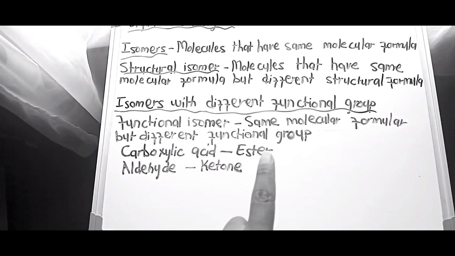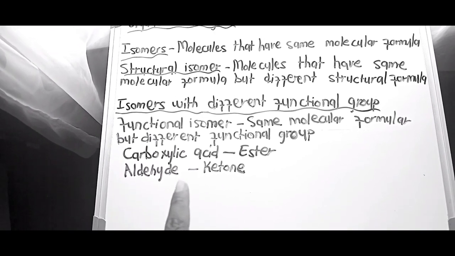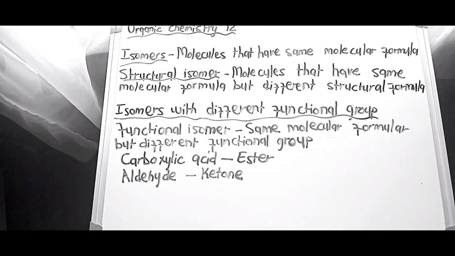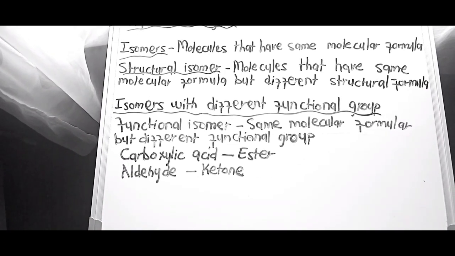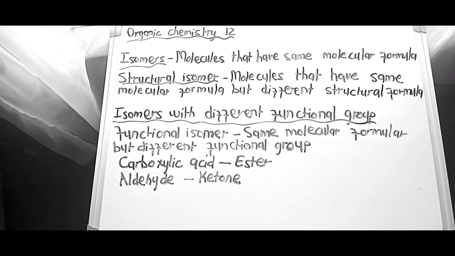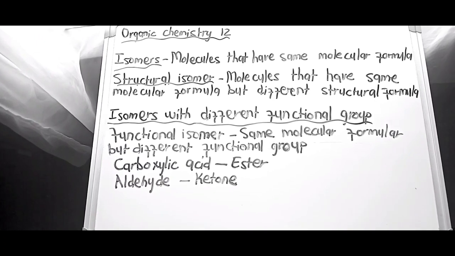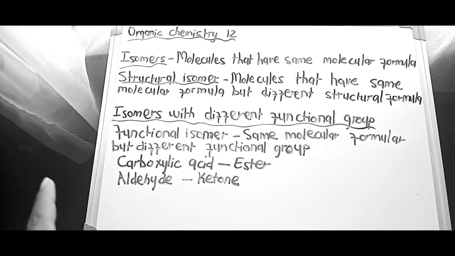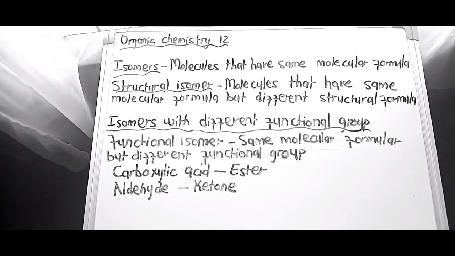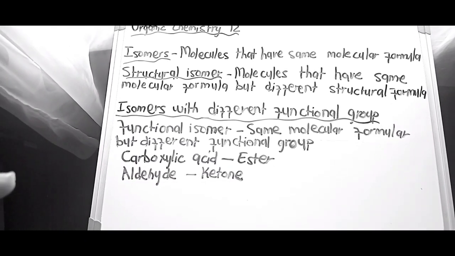Carboxylic acid and ester have the same general formula, right? And aldehyde and ketone have the same general formula. It means they have the same molecular formula, but they belong to different homologous series. For carboxylic acid and ester, the general formula is CnH2nO2. And the general formula for the aldehyde and also the ketone is CnH2nO, with one oxygen. So, guys, please know this.